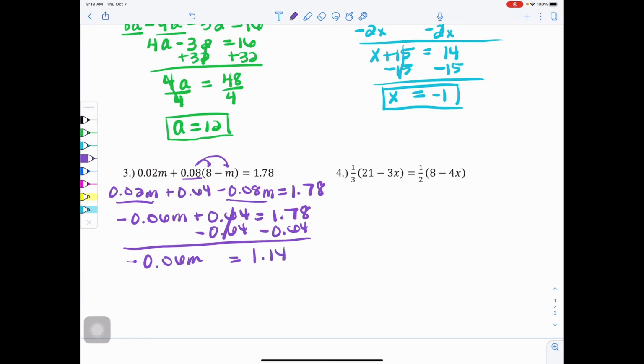Now this is multiplication because the negative 0.06 is written directly next to the m. So I have to do the opposite, which is to divide to get rid of it. And remember, you're dividing only by the number in front, and it should be the coefficient of your variable. Whatever you do to one side, you always have to do to the other. And when I actually do that math, I get negative 19.